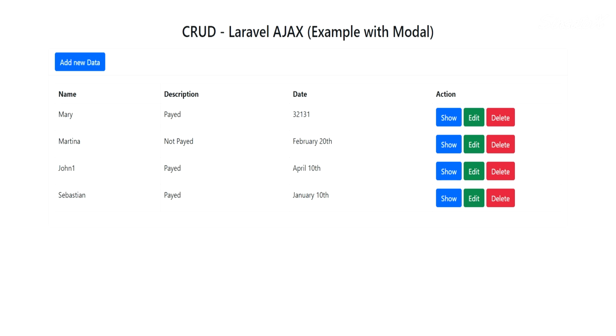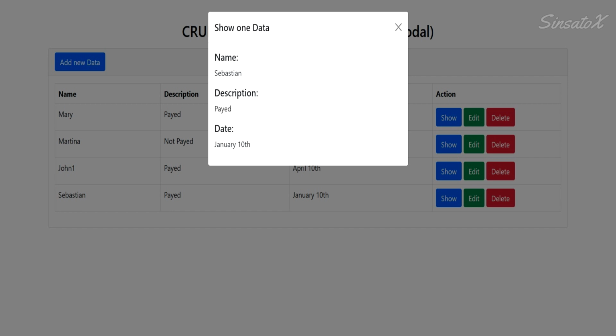Hello, in this video I will explain how to show the data of a table. This part would be the part of showing the data of a single ID from a table in Laravel with Ajax, from a Laravel CRUD and Ajax example.